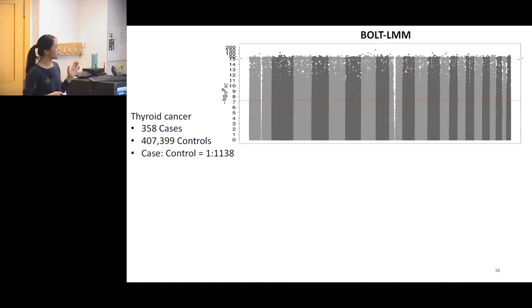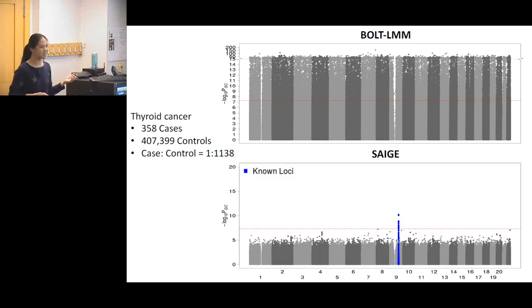Another, even more unbalanced case control ratio is thyroid cancer, and we only have 358 cases in the UK Biobank. So the case control ratio is about 1 to 1100 here. If you use BOLT-LMM, you basically get lots of false positives. After we apply SAIGE, we totally clean this problem, and we get one significant signal, which is a well-known thyroid cancer signal.